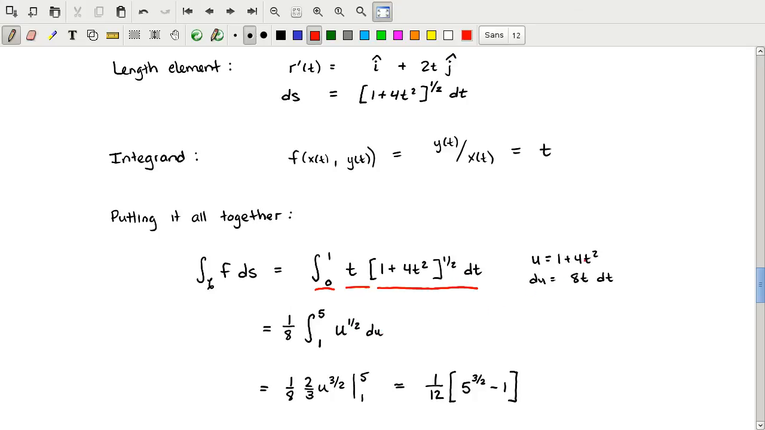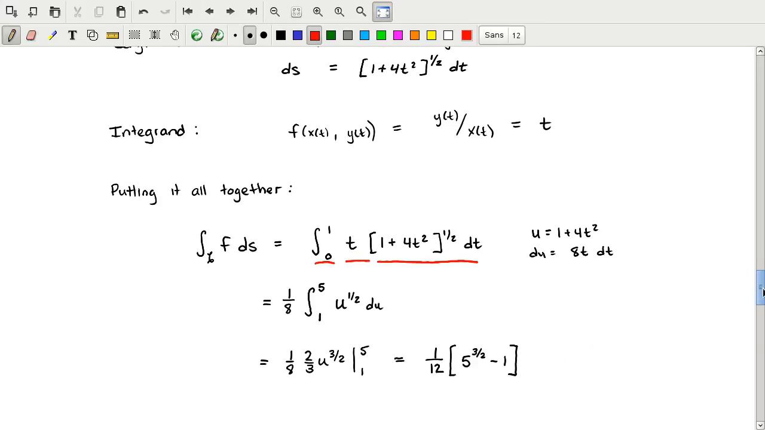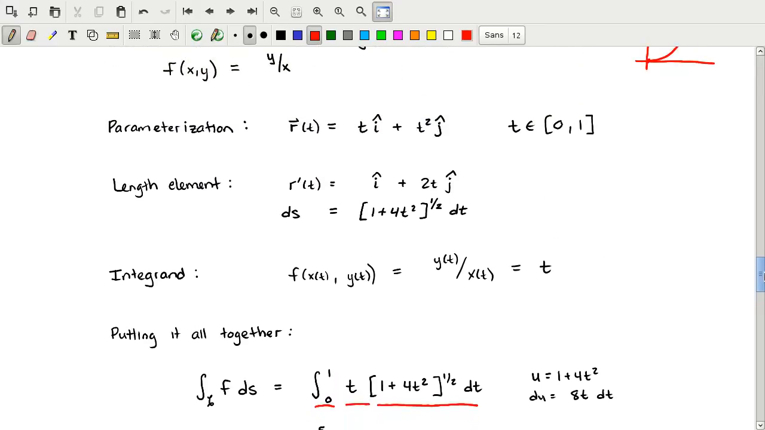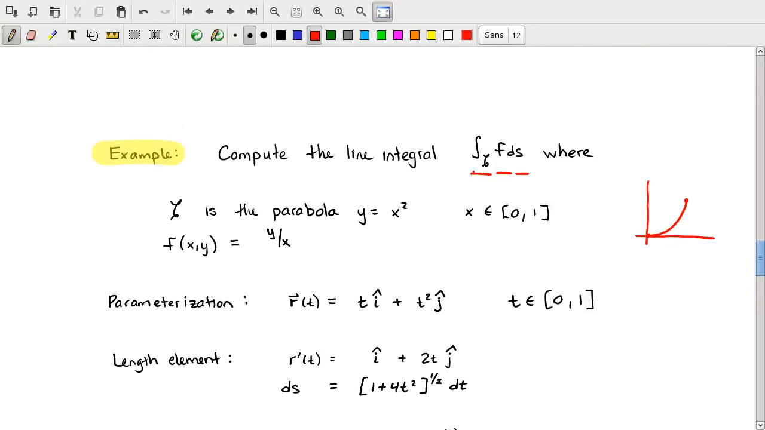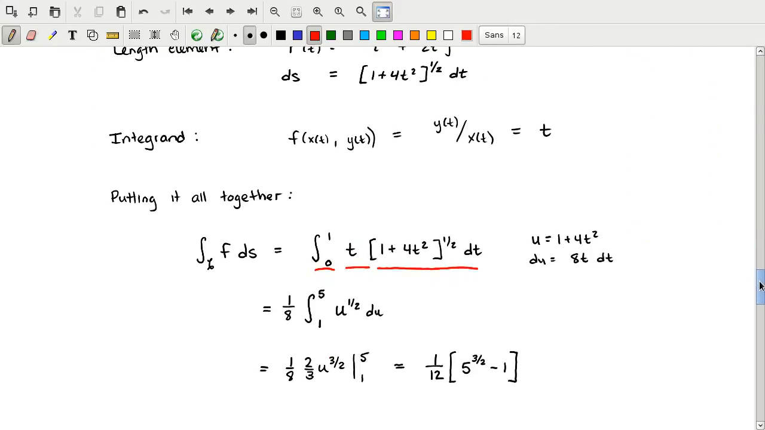Of course, we have to be very careful to change our limits of integration. So when t is 0, u is 1. When t is 1, u is 5. So we now perform the integral using the power rule and evaluate from the two endpoints to get the solution. We'll do more examples in class, but these are basically all the same series of steps. We have to identify the curve, compute the length element, and then express the integrand in terms of the parameter in order to reduce it to a Calculus 2 problem that we can then solve by the methods of Calculus 2.